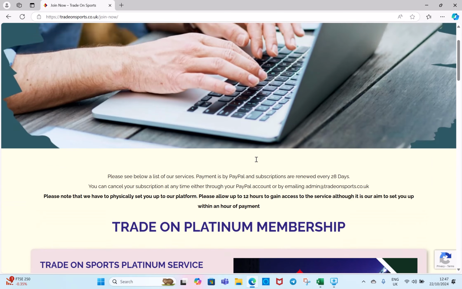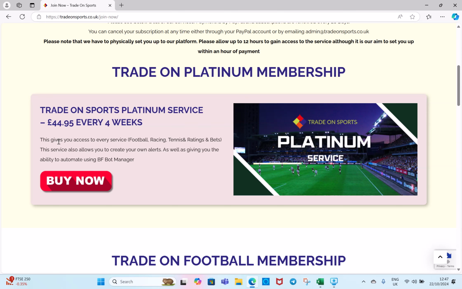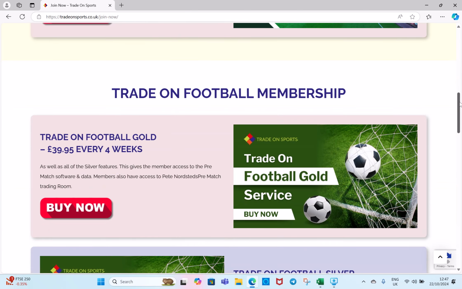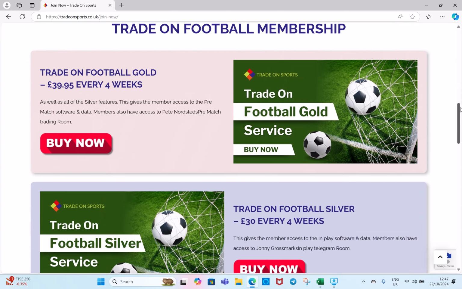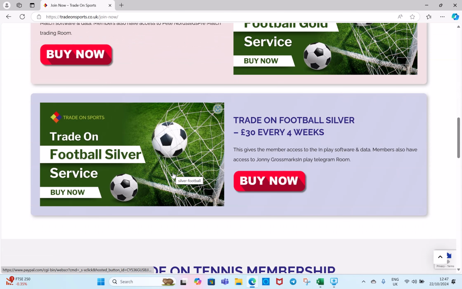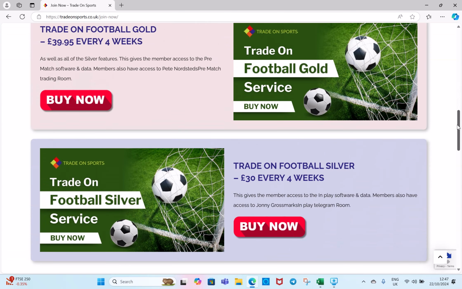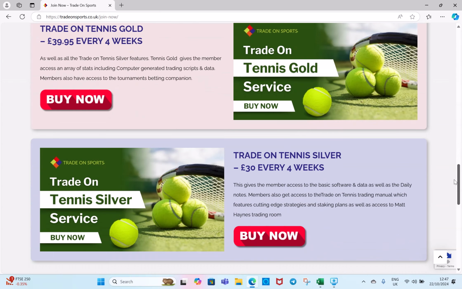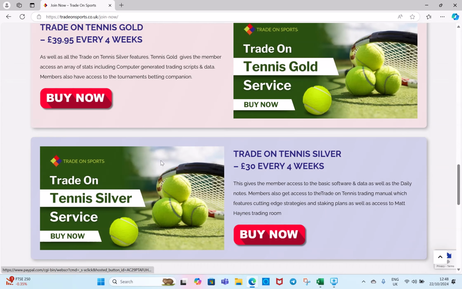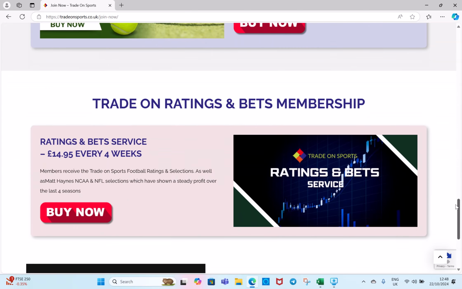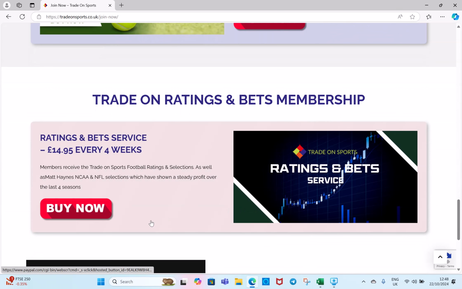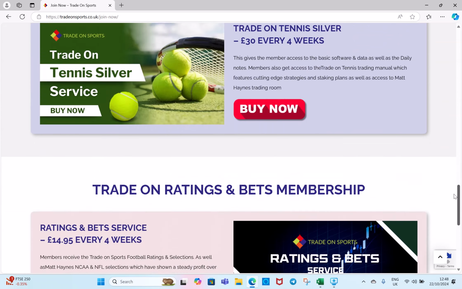We have obviously different types of membership. The platinum membership, £44.95. That's going to go up to £50 next month when the horse racing comes online. We've got Trade on Football membership gold, Trade on Football silver. The silver's in play. The gold is in play and pre-match. We've got tennis silver and tennis gold. Essentially, the silver gives you the basic stats, and the tennis gold has much more detailed stats. And the ratings and bets, that's the Trade on Sports ratings and Matt's NCAA and NFL.